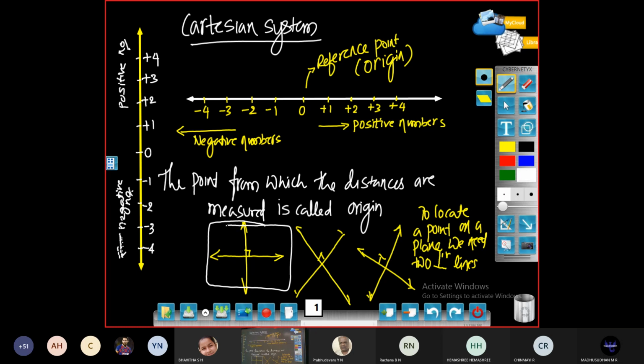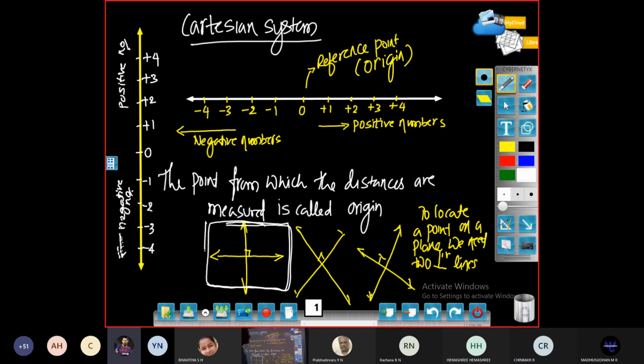But in practice, what we do, we take two lines which are perpendicular to each other. One is a horizontal line, another one is a vertical line. Okay, horizontal and vertical line. Is it clear? Yes, sir.